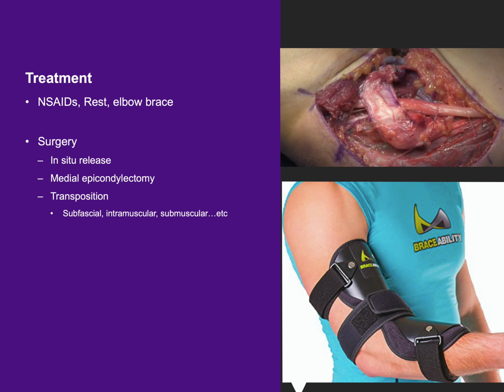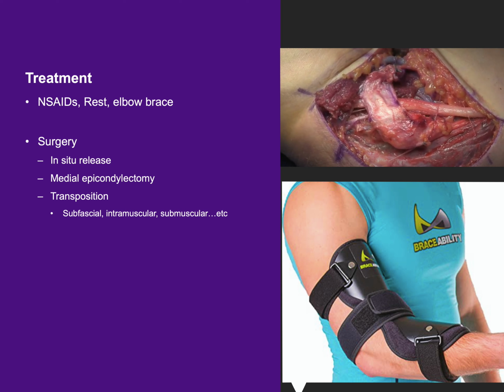Treatment, rest, elbow braces. Elbow braces actually do work for this, but who can tolerate wearing an elbow brace like this for pretty much all day long for 4 to 6 weeks? But it is something that needs to be trialed. Surgery, in situ release, transposition, medial epicondylectomy. There is not great evidence that supports one for the other.